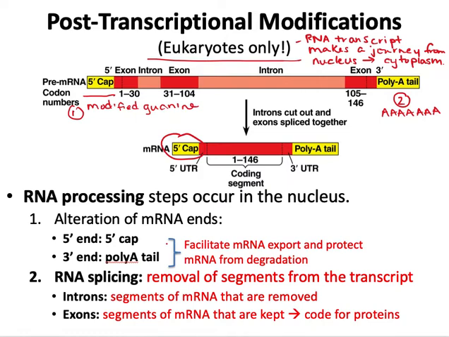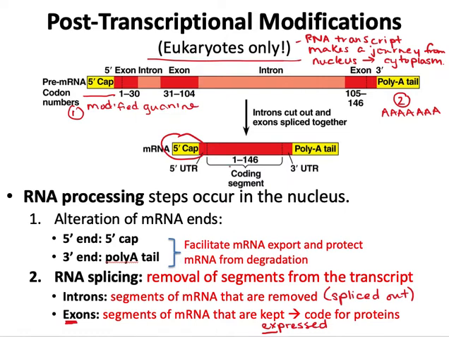And then the second thing that happens is that the introns are cut out or spliced out. So when introns are removed, we call that splicing or spliced out. All right, the introns are the segments that are going to be removed. And the exons, the way that I remember this, is the exons are going to be the ones that are expressed, or the ones that are eventually going to code for proteins.